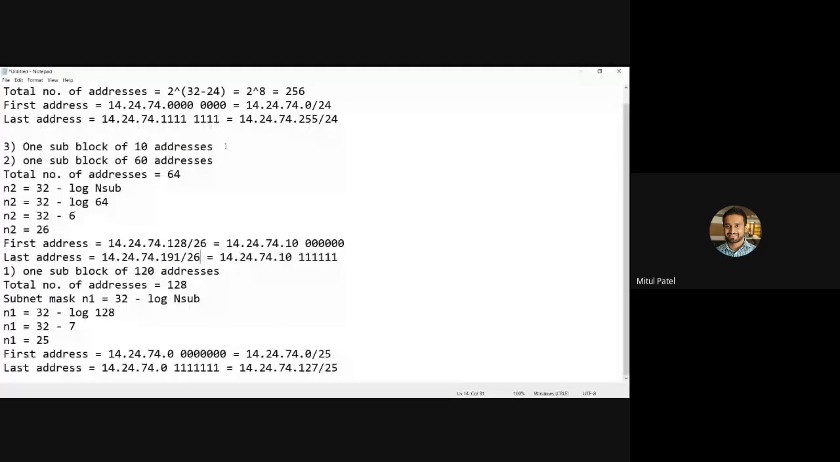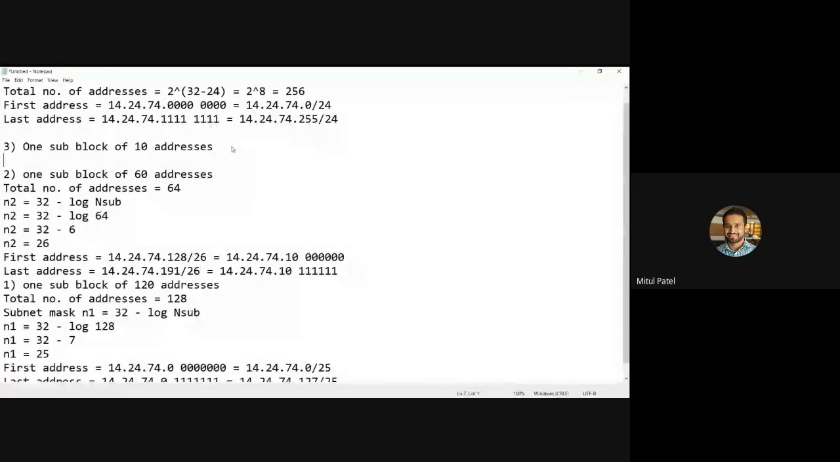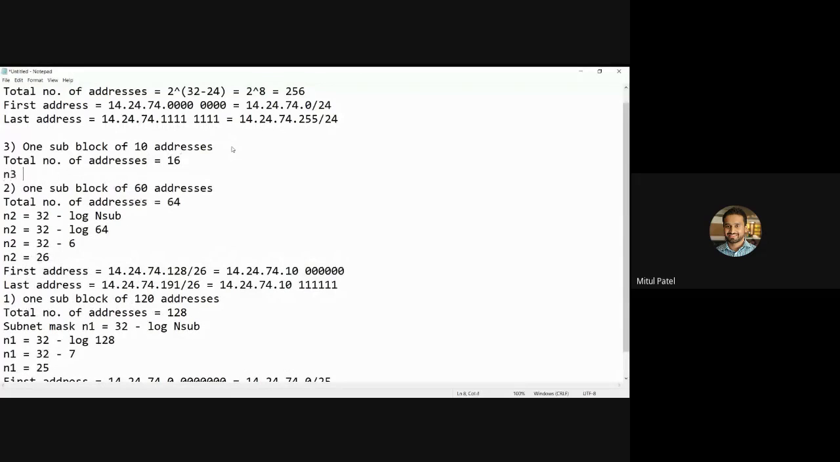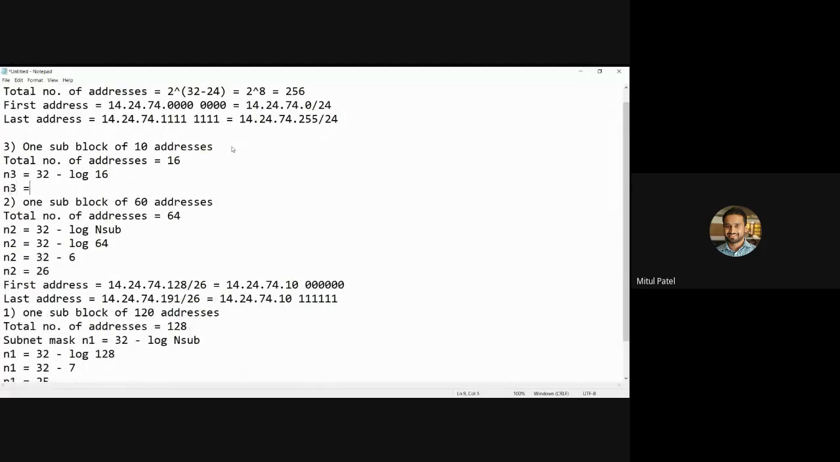Now we have to move to the third block. For the third block we have a requirement of 10, so how many do we have to allocate? We need to allocate a total of 16 addresses. Okay, so the subnet mask value will be 32 minus log 16, as our total number of addresses is 16 for this block. So n3 is equal to 32 minus log 2 raised to 4 base 2. So that is 4. Okay, so the n3 value is 28.